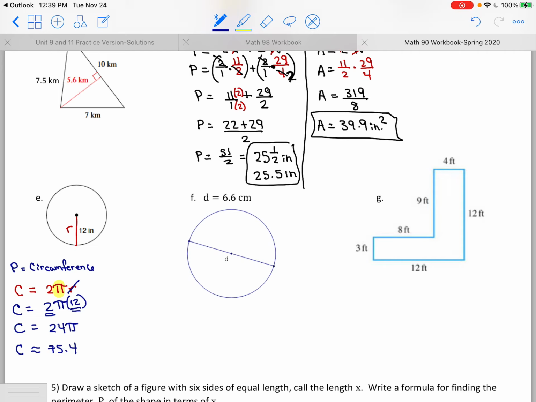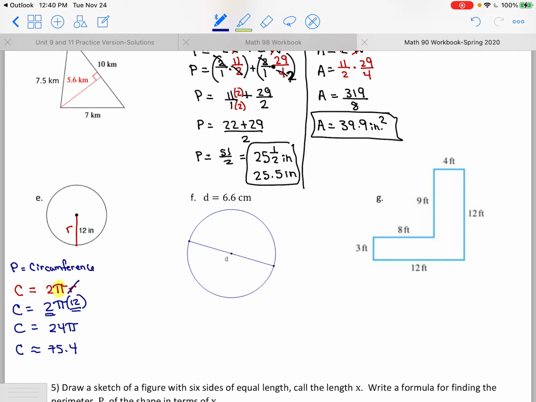Just double checking my answer here. Okay, sorry guys, one second here. My calculator's being silly on me. Oh, there we go.